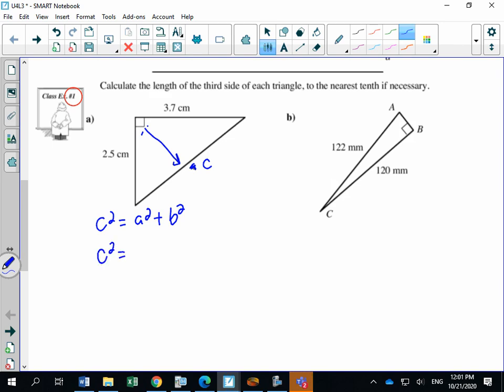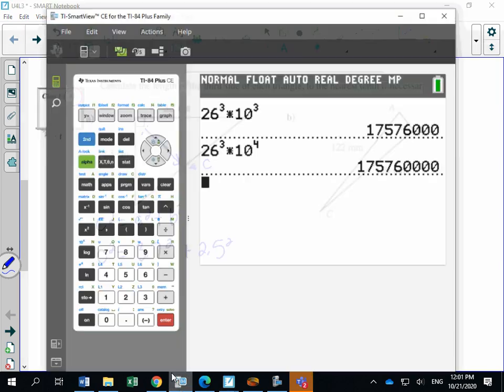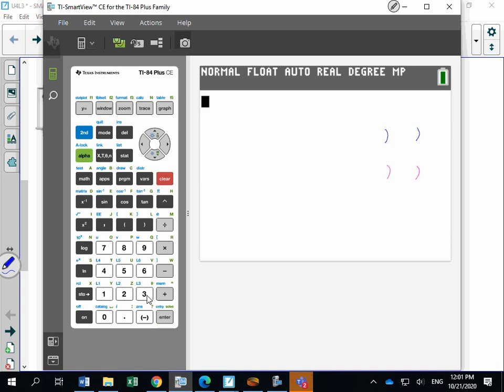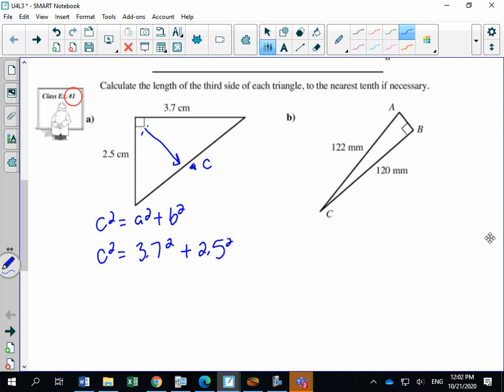C squared equals 3.7 squared plus 2.5 squared. So clear your calculators. 3.7 squared plus 2.5 squared. So get that typed in. 19.94.